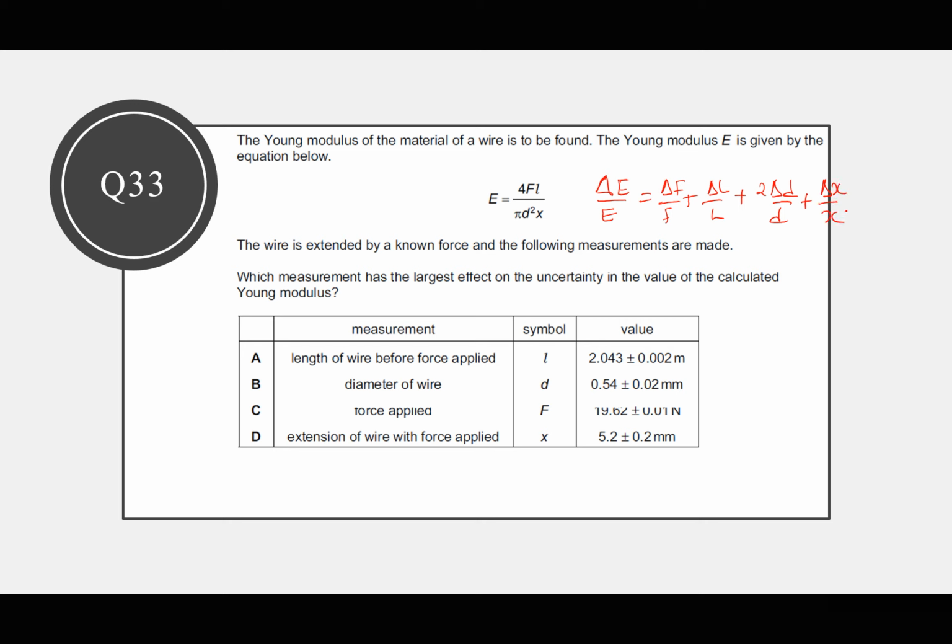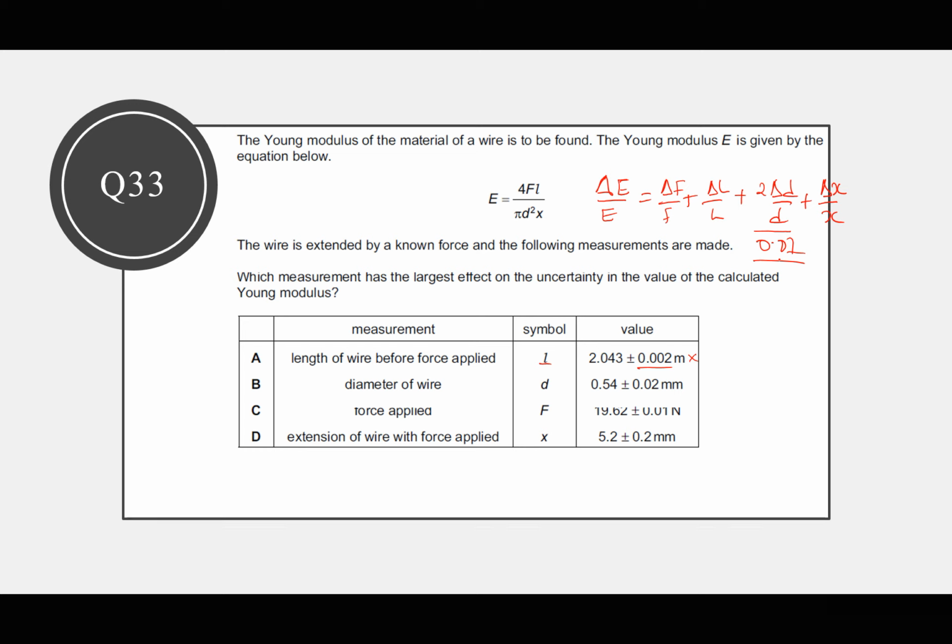So we can now check. In A, the length of the wire before force applied, L, is this. Let's check its fractional uncertainty: 0.02 divided by that. I think this is obviously small. Then we check D: 0.02 divided by 0.54, times 2. The fractional uncertainty contributed by D is 0.707.